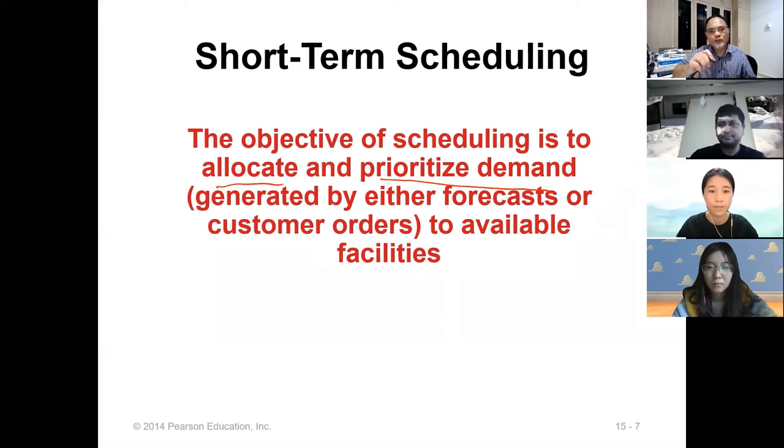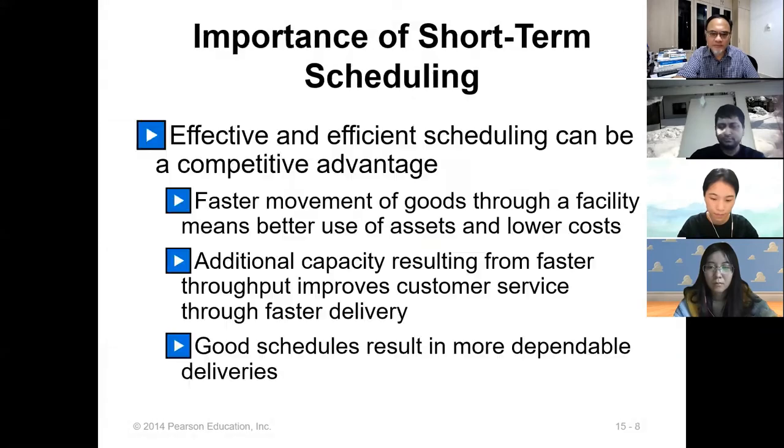So you must think about allocating and prioritizing demand to the available facilities. Of course, demand depends on customer orders as well as forecast. We have seen that before. The demand is based on forecast and customer orders.